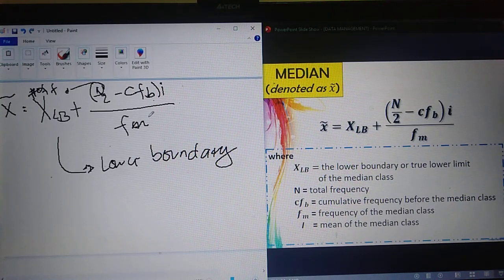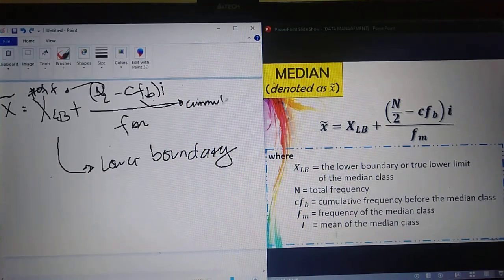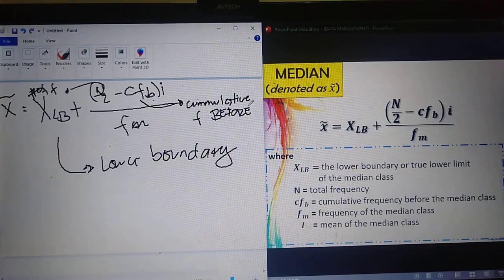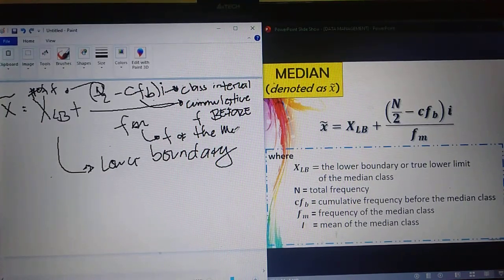And then, CFB is the cumulative frequency before the median class. Okay, before the median class. I is the class interval or the class size. Diba yung class size natin noon? Ayan. And then the FM is the frequency of the median class.